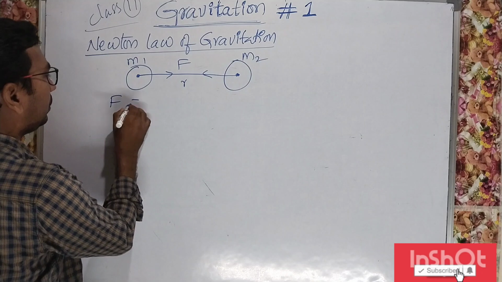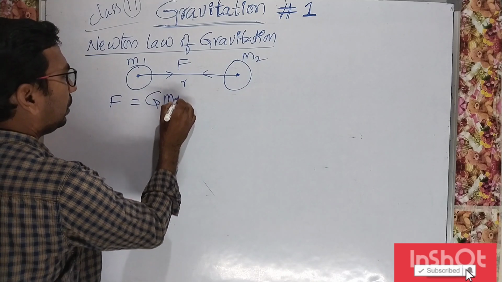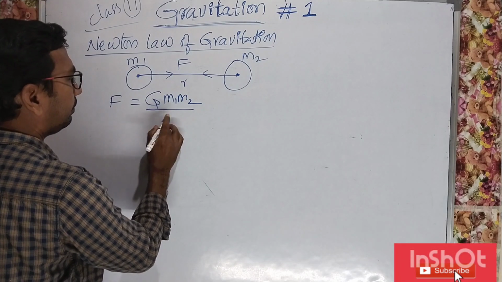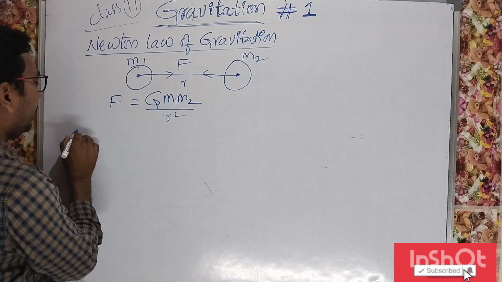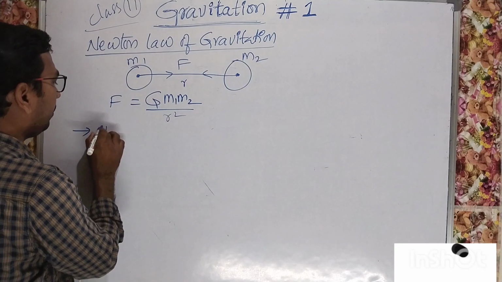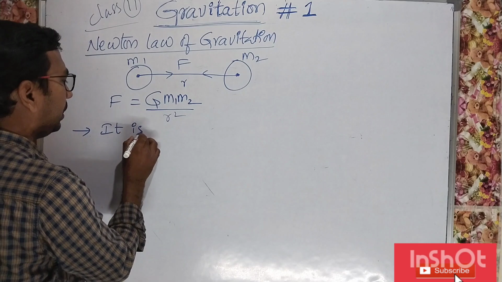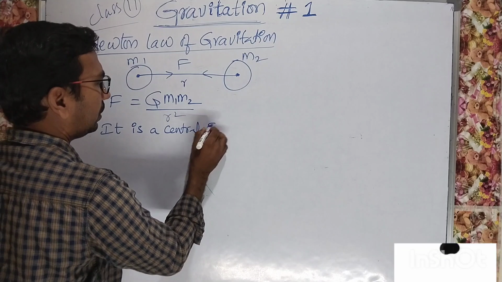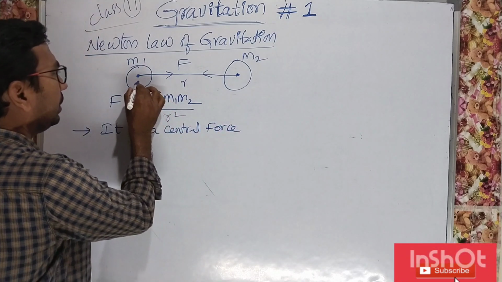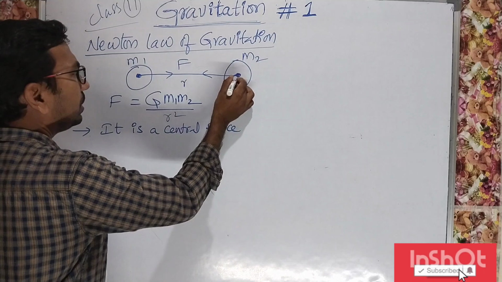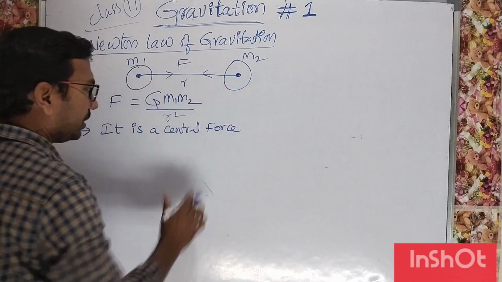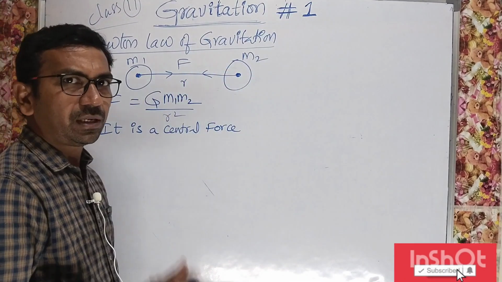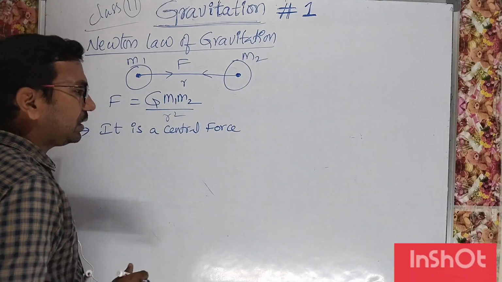Here F is equal to G m1 m2 by r square. The first characteristic is that it is a central force. Why? Because you consider the distance between the two masses from this mass center to this mass center. That's why it is a central force.